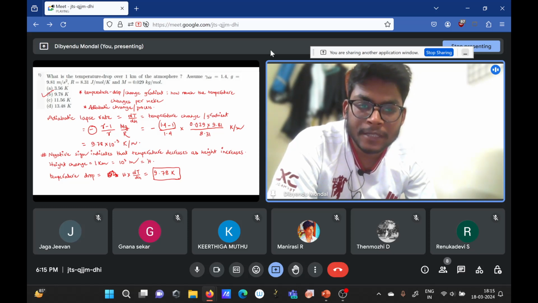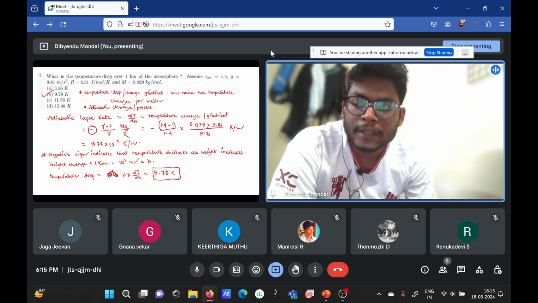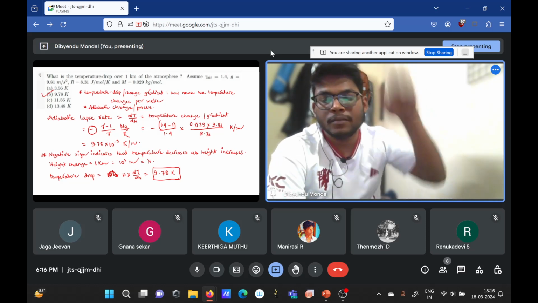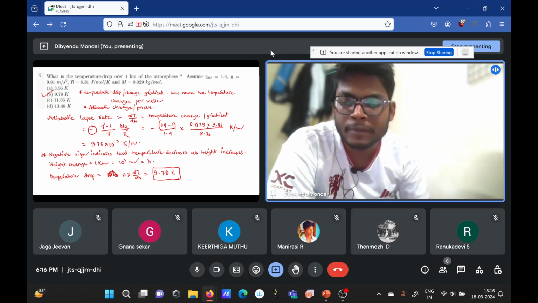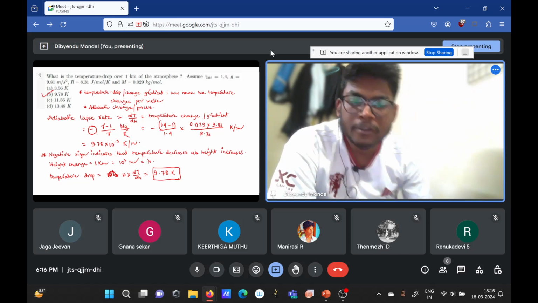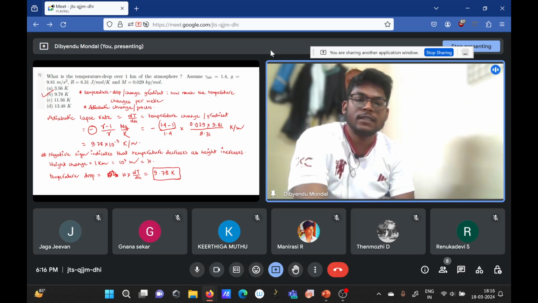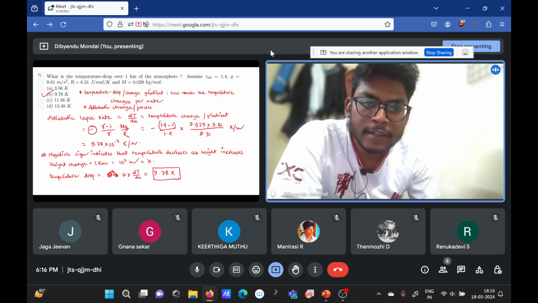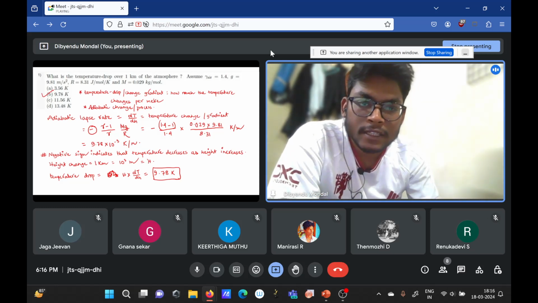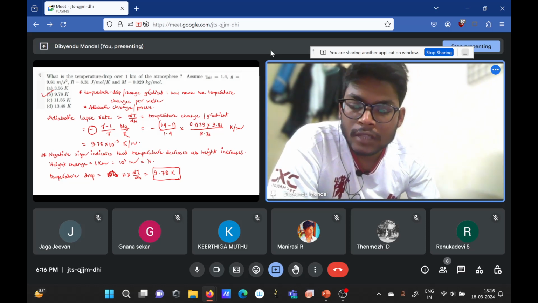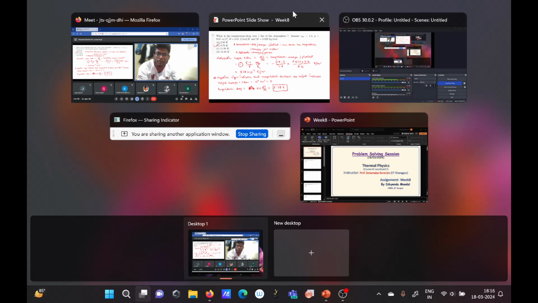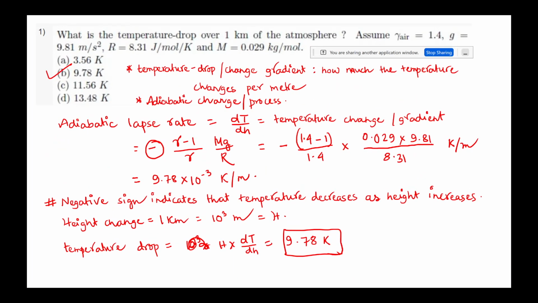What is the adiabatic lapse rate? It is how much temperature changes per meter. We have found that coefficient, and then we have to multiply that rate with the height of this specific problem, and we have got 9.78 Kelvin. And what does this negative sign indicate? The negative sign indicates that as height increases, temperature decreases. Okay, so that is the main thing. It's quite a simple problem, but this kind of problem will come in the exam.